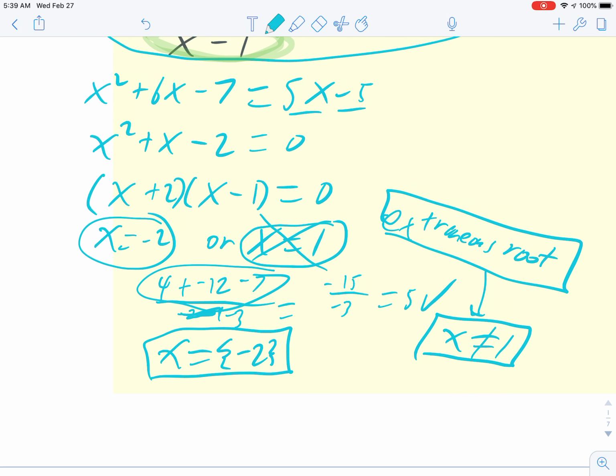When I asked you what the extraneous roots are, I just had you write x is equal to 1. Basically, oops, I wrote negative 1. That x is equal to 1, so you're listing the extraneous roots. But on paper, you'll write it like this.